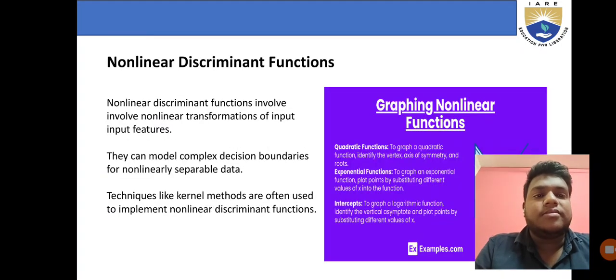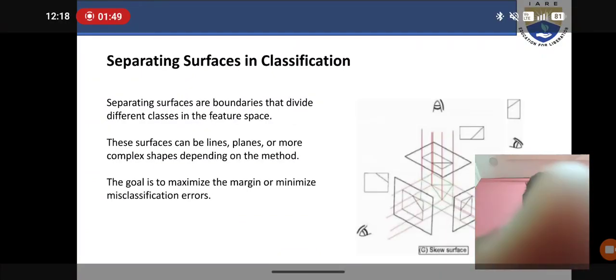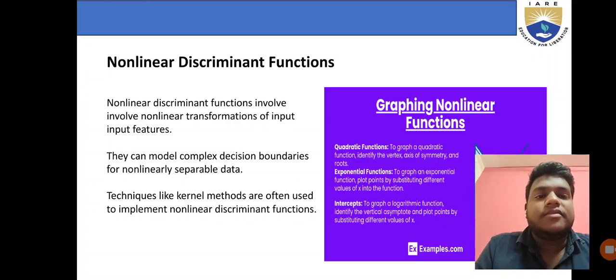Nonlinear discriminant functions. Nonlinear functions involve nonlinear transformations of input features. They can model complex decision boundaries for nonlinearly separable data. Techniques like kernel methods are often used to implement nonlinear discriminant functions.